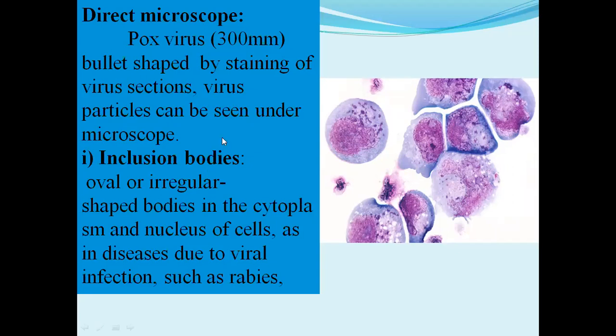First one is the inclusion bodies. The inclusion bodies will be oval shaped or irregular shaped bodies that may be present in the cytoplasm or in the nucleus of our cells. When there is a viral disease like rabies, if there is a rabies virus infection, then these kind of inclusion bodies can be seen in our cytoplasm or in our cells.